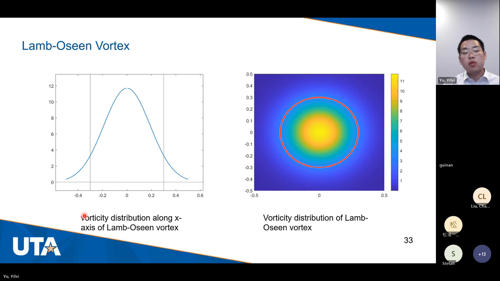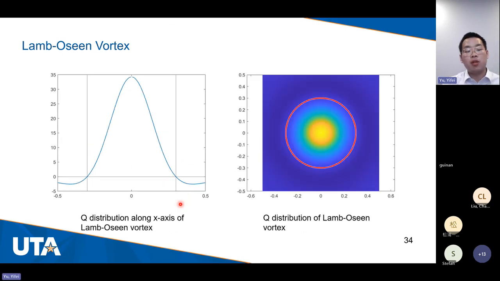And the left is the data along the x-axis, and these two black lines are the boundary of the vortex curve. So you can see outside the vortex curve, vorticity still has some places non-zero, right? Still has some places non-zero. So that does not match the fact.